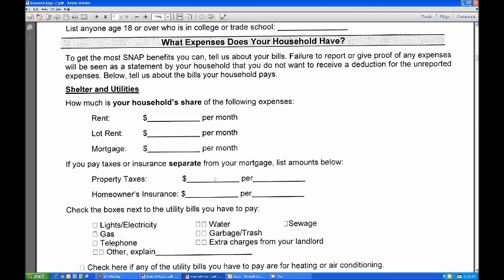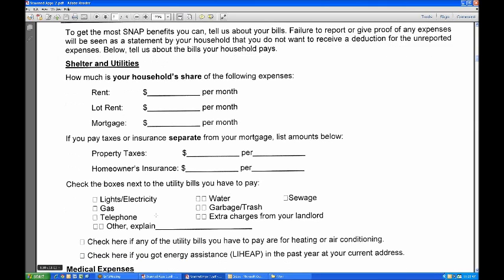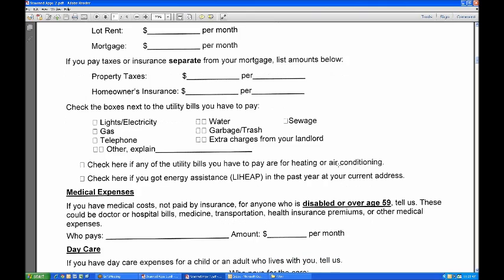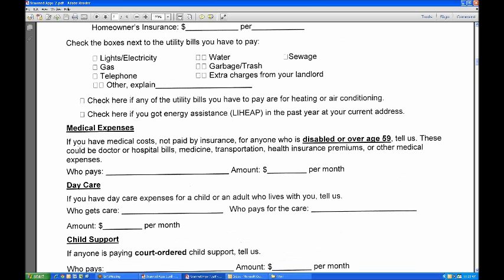If they have taxes or insurance separate from their mortgage, you put that down here. Check any utility bills that they have to pay. If they get cable or internet, check that as other and include it there. If they have to pay for heating or air conditioning as their utility bills, you check that. If they get energy assistance, which is LIHEAP, in the past year, you would check that. That's through the community action agencies, and typically they understand, or they know that if they've gotten that assistance in the past year.